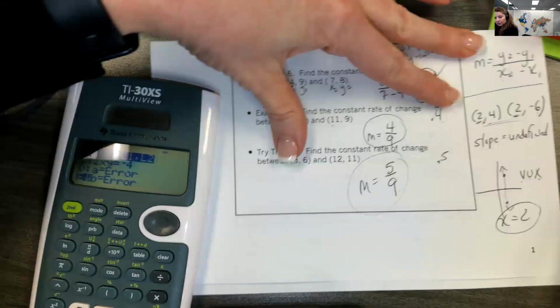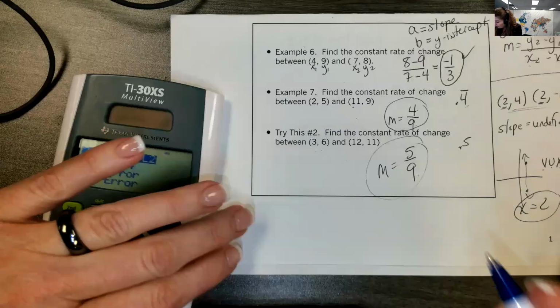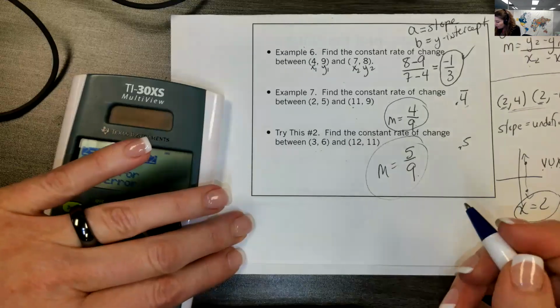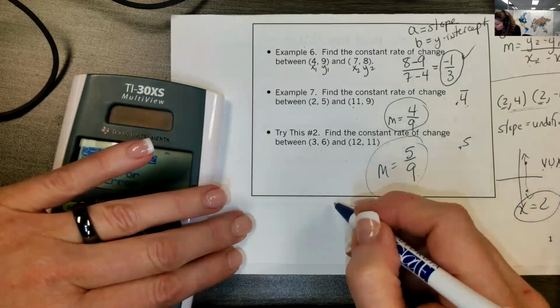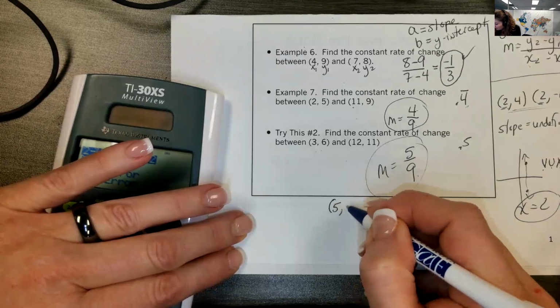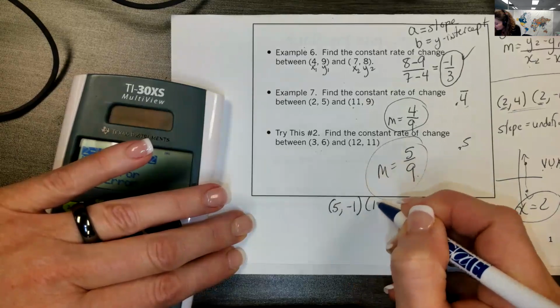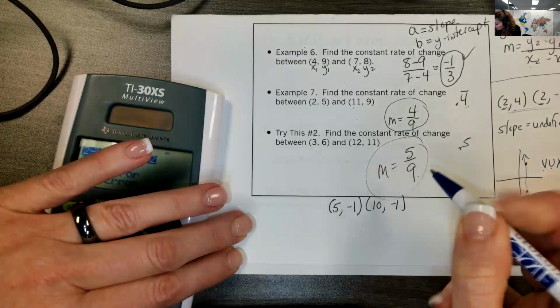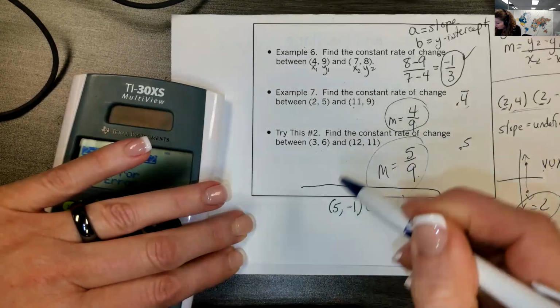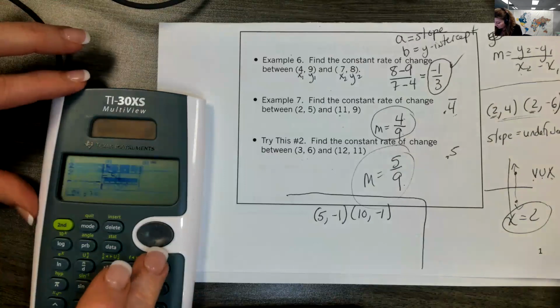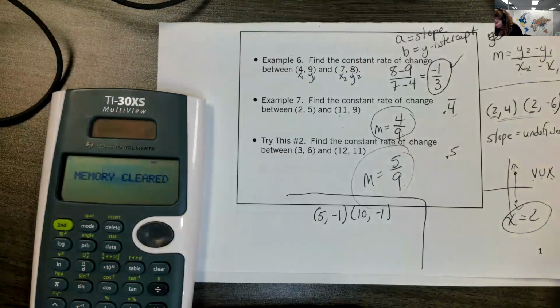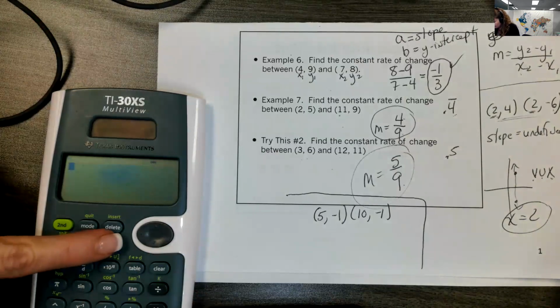All right, let me do one more example. This time we're going to make it a horizontal line, which basically means the 2 y values are going to be the same. All right, so let's do 5, -1, and then 10, -1. All right, so let's see the difference in what it looks like on our calculator between a vertical line and a horizontal line.